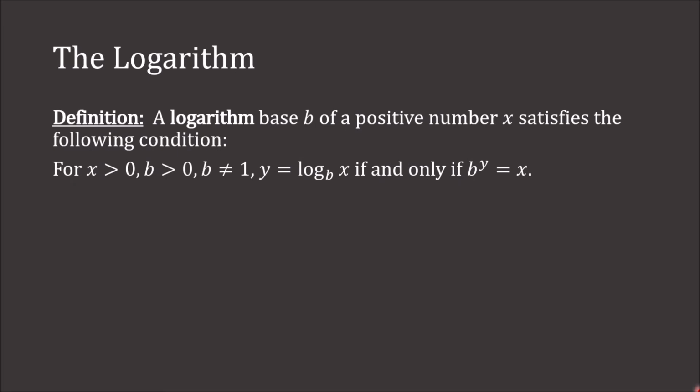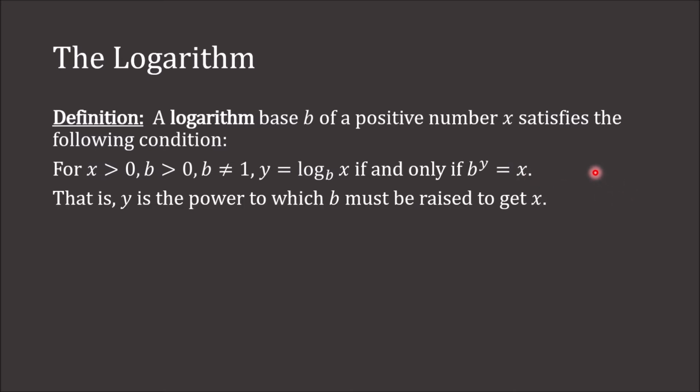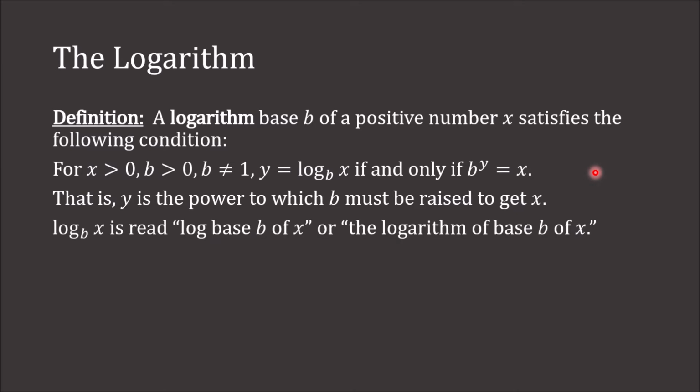So the logarithm base b of a positive number x satisfies the following condition: for x greater than 0, b greater than 0, b not equal to 1, y is equal to log base b of x if and only if b to the y is equal to x. That is, y is the power to which b must be raised to get x. And this is, of course, read log base b of x, or the logarithm base b of x.